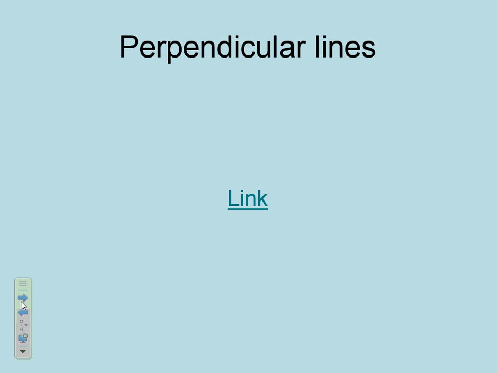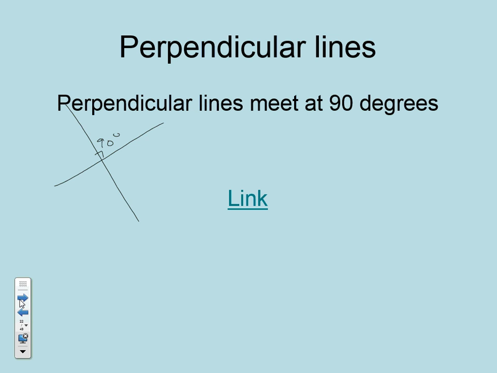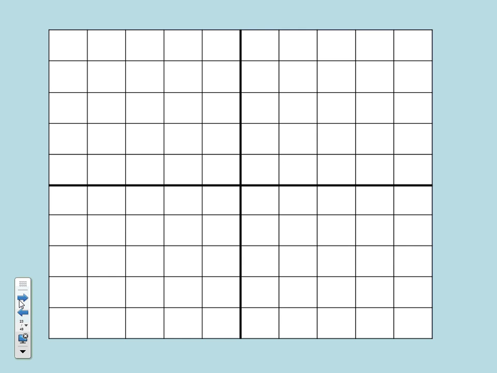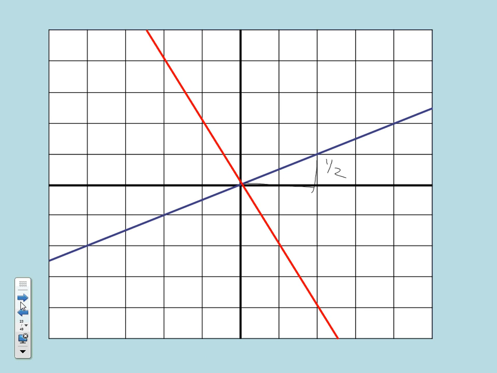Perpendicular. Well, perpendicular lines are lines that meet at 90 degrees. These two lines here meet at 90 degrees, so they're called perpendicular. Let's have a look at their gradients. This one here is going 2 along and 1 up, so that one's got a gradient of a half. Now this one here meets it at 90 degrees, and this is going 1 along and 2 down, so it's minus 2.